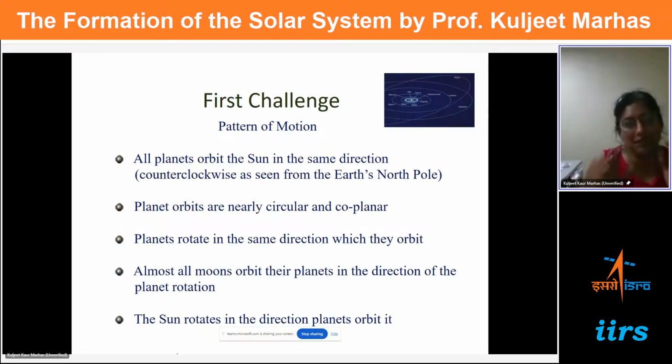You know this already, but let me go through it still. All planets orbit around the Sun in the same direction, which is counterclockwise as seen from the Earth's north pole. Planets' orbits are nearly circular and they are coplanar. Planets rotate in the same direction in which they orbit. Almost all moons orbit their planets in the direction of the planet's rotation. And last, the Sun rotates in the direction the planets orbit. So everything seems to be going similarly. This is the first challenge you have to explain.